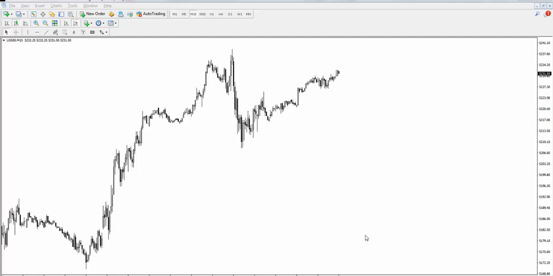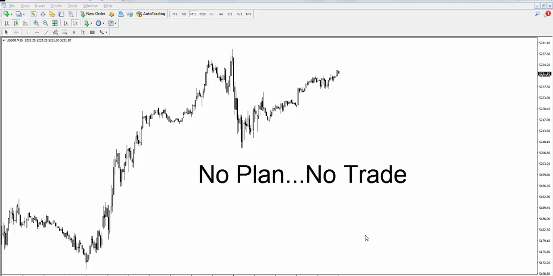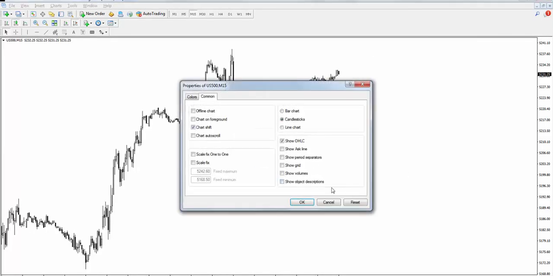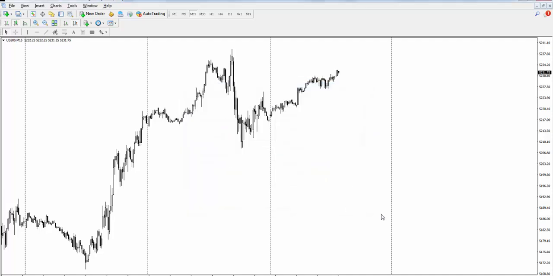As a trader, you have to get used to creating a trade plan for yourself. I've got one in my head, but you might like to write this down on a piece of paper. So it goes like this. The first thing I do is put the period separators on the chart. This is MT4 and it's very easy for me to do that.